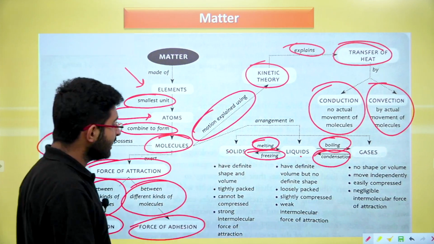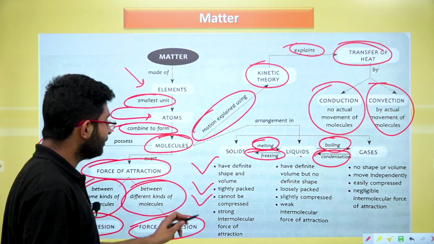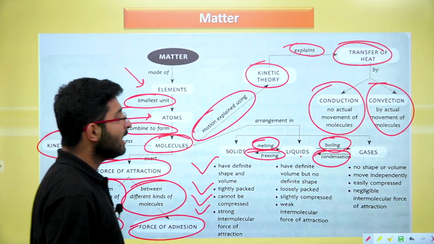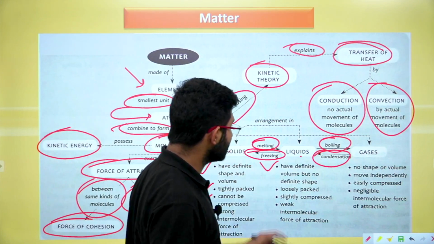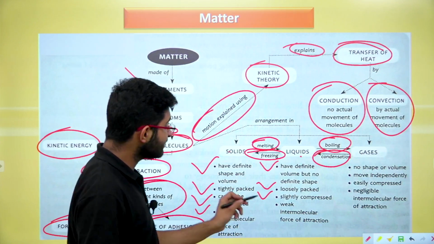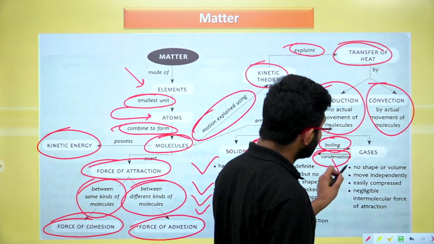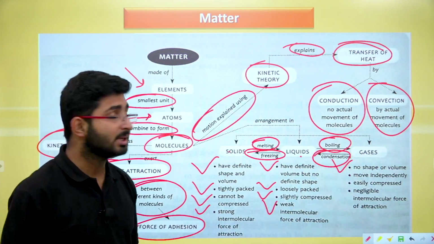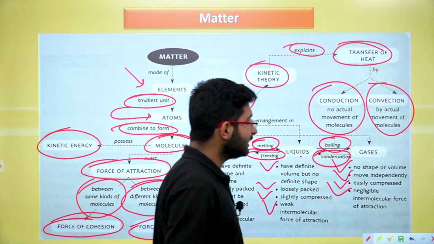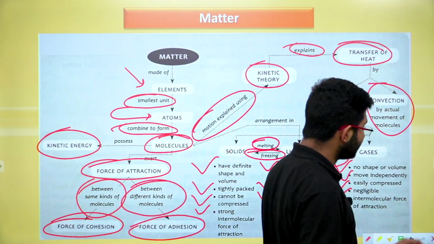In the case of solids, they have definite shape and volume. They are tightly packed and cannot be compressed. They have strong intermolecular force of attraction. In the case of liquids, they have definite volume but no definite shape. They are loosely packed and can be slightly compressed. They have weak intermolecular force of attraction. In the case of gases, they have no definite shape and volume. They move independently, are easily compressed, and have negligible intermolecular force of attraction between them. So this is what this whole chapter is all about.